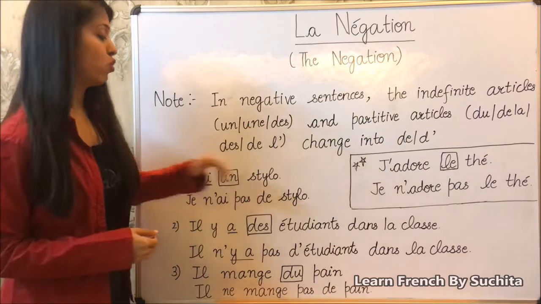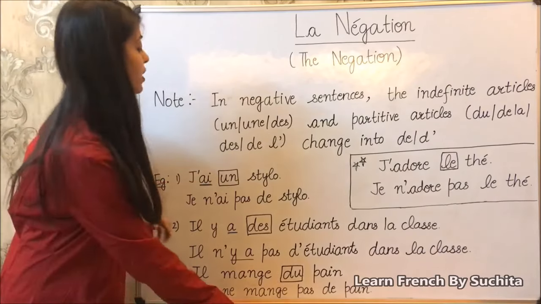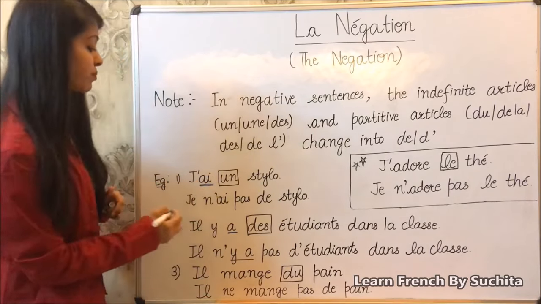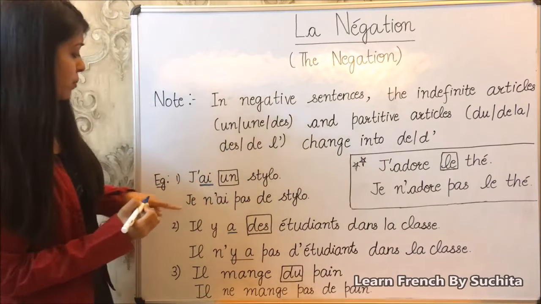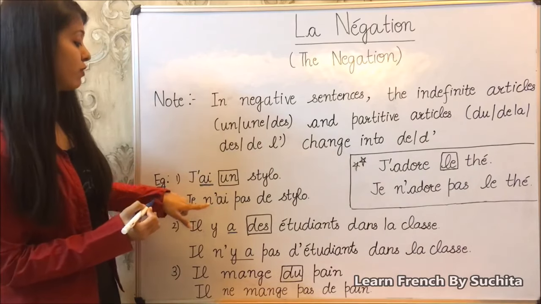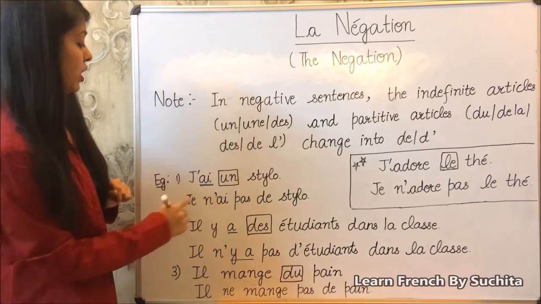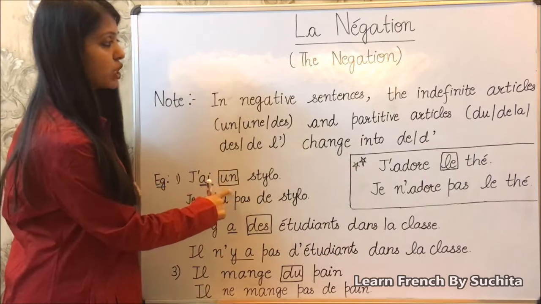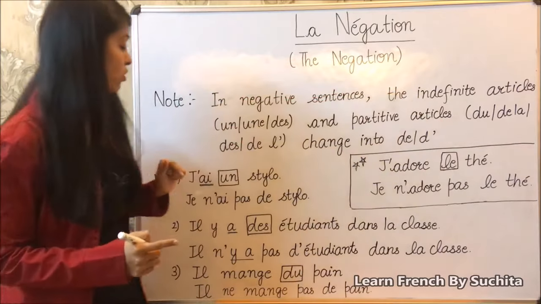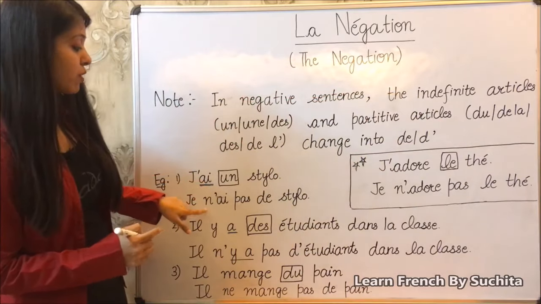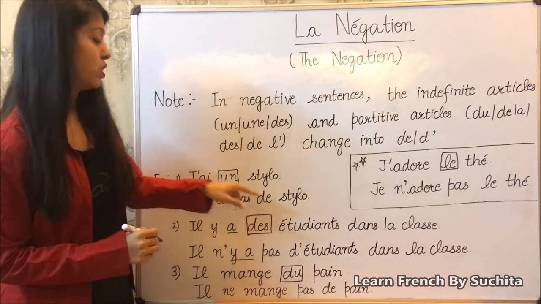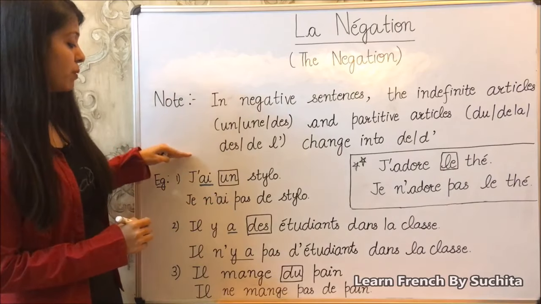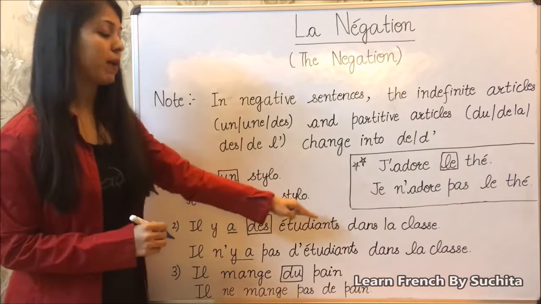J'ai un stylo, which means what? I have a pen. Now, where is the verb over here? Yes, the verb avoir. Now, before the verb, we are going to put n apostrophe. Why? Because this is a vowel. After the verb, we are going to put pas in order to make it negative. Now, this is which article? This is indefinite article. So, while forming it negative, this indefinite article changes into de. So, from j'ai un stylo, it becomes je n'ai pas de stylo. I have a pen. I do not have any pen.